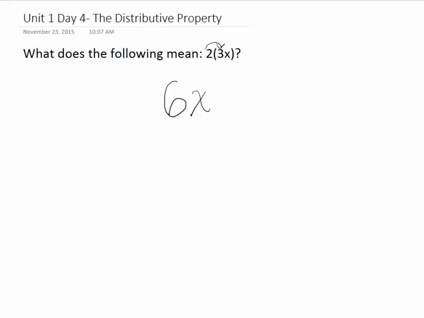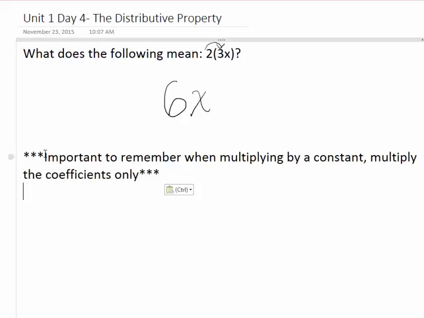In order to get 6x, it is important to realize that we are only multiplying the 2 by the numerical coefficient, so the 3, and therefore we get 6x. So essentially, the variable, which in this case is x, is not changed. So it's important to remember when multiplying by a constant, multiply the coefficients only. So that process is an example of the distributive property.